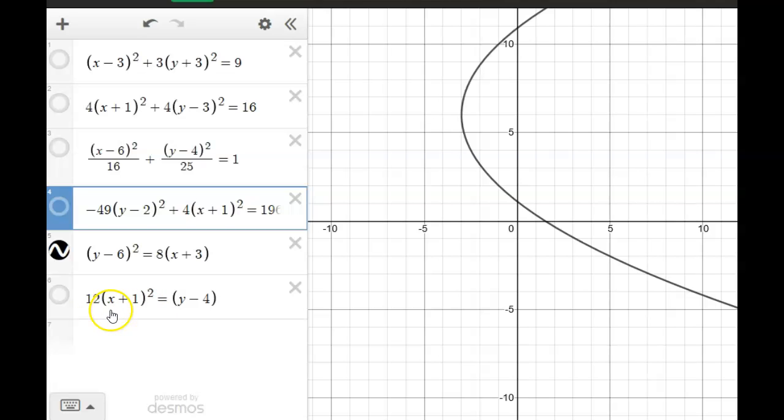Okay, so it's going to open up because it's positive, but they put that 12 on the wrong side. It should be over here. It should be a 1/12. So that means p is really tiny. So what should that do? Oh, very teeny tiny up there.